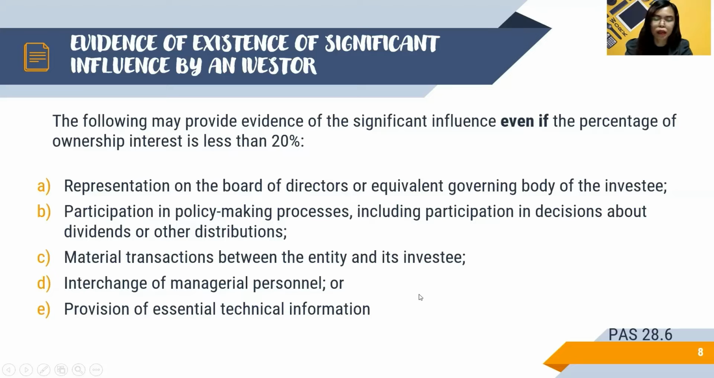Ibig sabihin, nagpapalitan ng tauhan si investor at si investee. And then last, provision of essential technical information. So, yung information, syempre, alam natin na when it comes to business, it is confidential. So, hindi yan pinamimigay basta-basta. And kapag may access ka to that confidential information, probably you have significant influence. So, kapag may power ka o isa sa limang yan, or most of this, then that means mayroon kang significant influence. So, again, the qualitative indicators override the quantitative presumptions.